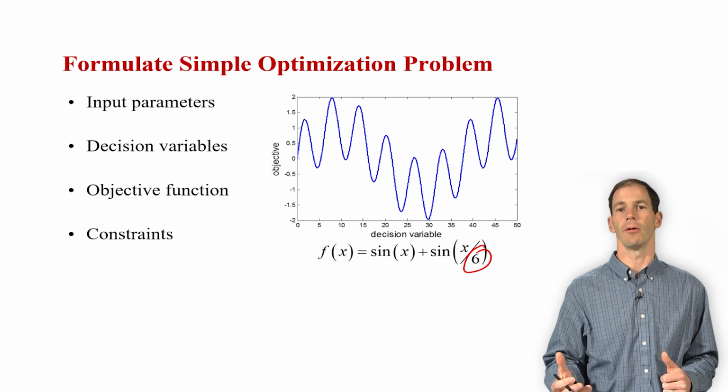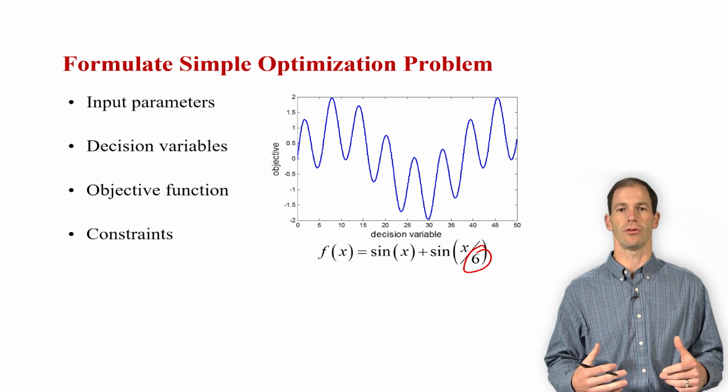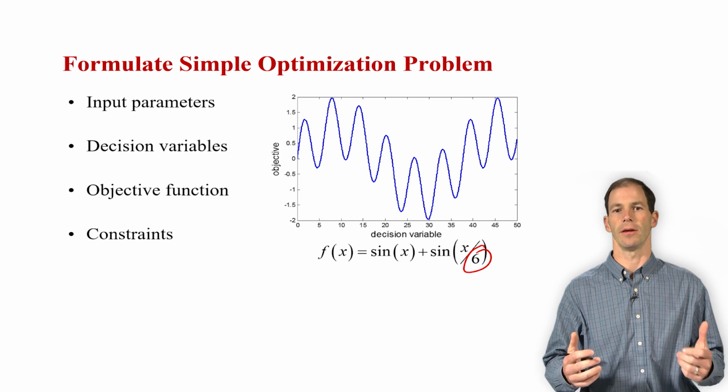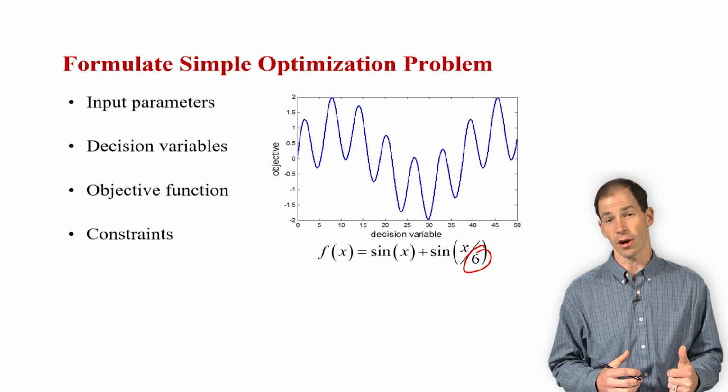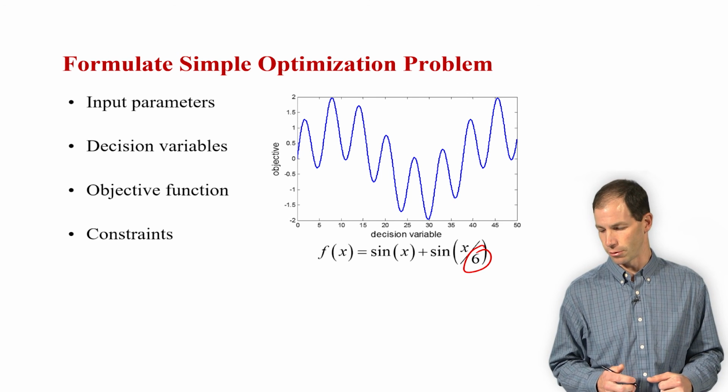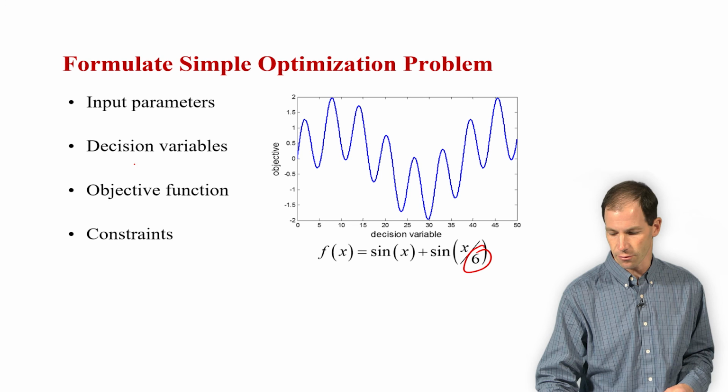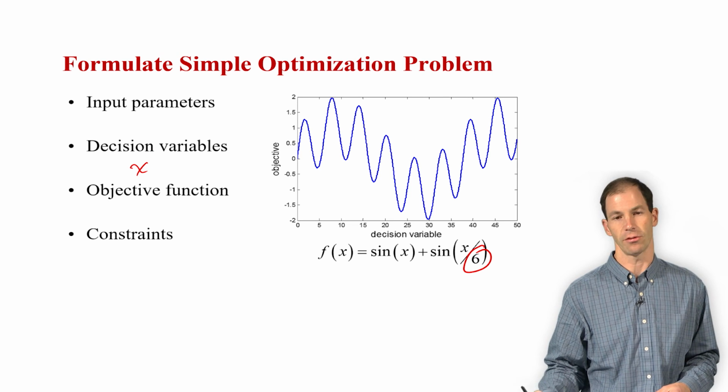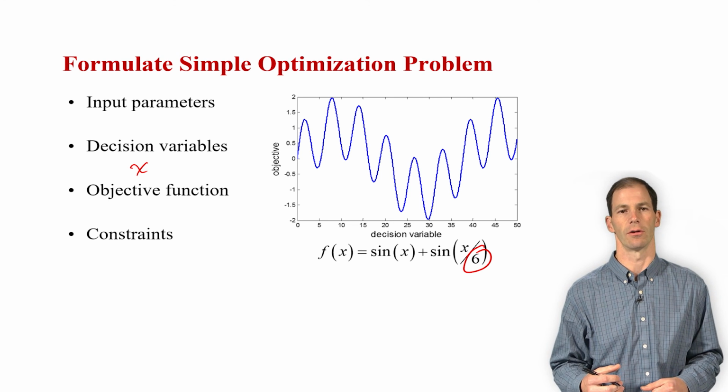Now my decision variables, these are the ones that I'm going to modify to change what the fitness, or what the objective function, is of my solution. And in this case, I simply have one decision variable, which is x, which you see in both sine of x and x over 6.